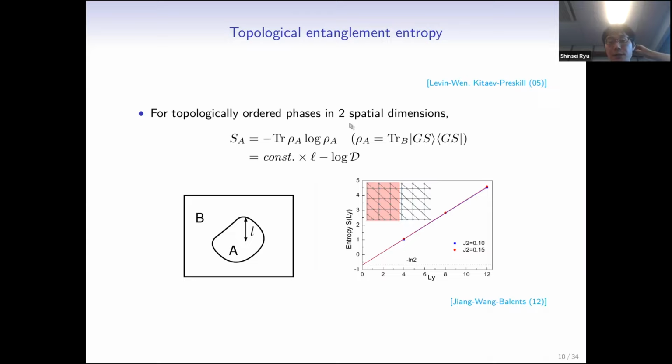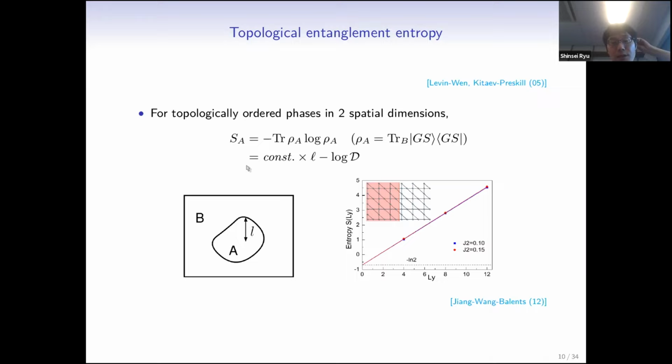What these papers showed is that this entanglement entropy has a topological universal part, which encodes the important information of the topologically ordered state. So S_A has an area-law part, which is proportional to the size of the system A, the circumference of the system A. But then there's this piece, minus log D, where D is the total quantum dimension.